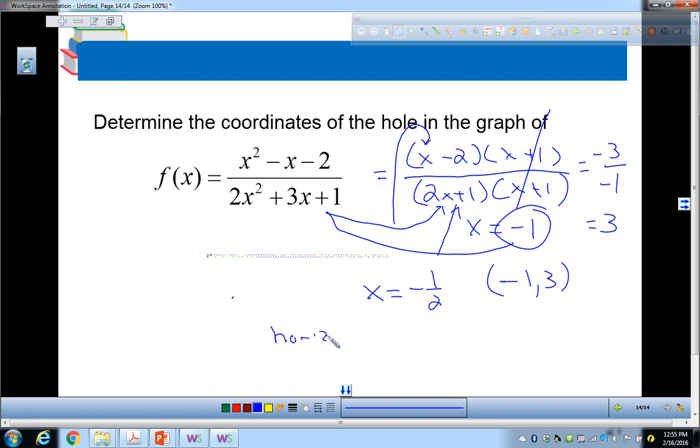Yeah, it's 1/2. Raise your hands. My hand was up first. No, my hand was up. 1/2. Y equals 1/2.